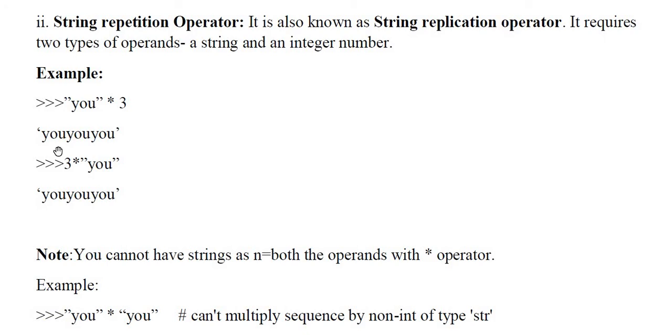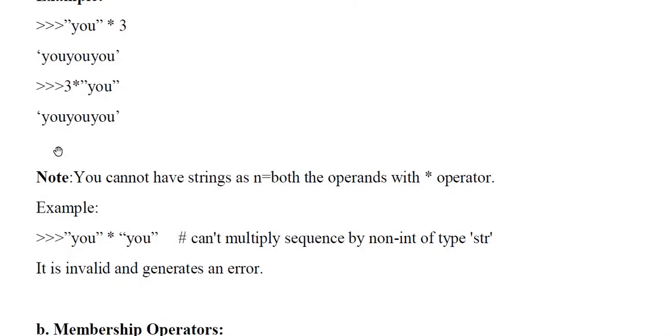Now here is one more note, that you cannot have a string as both operands with the asterisk operator. Okay, see here, if you want to use a string with the asterisk operator, it cannot multiply a string with a string. Fine. So it is invalid and generates an error. Now today we will finish here only.